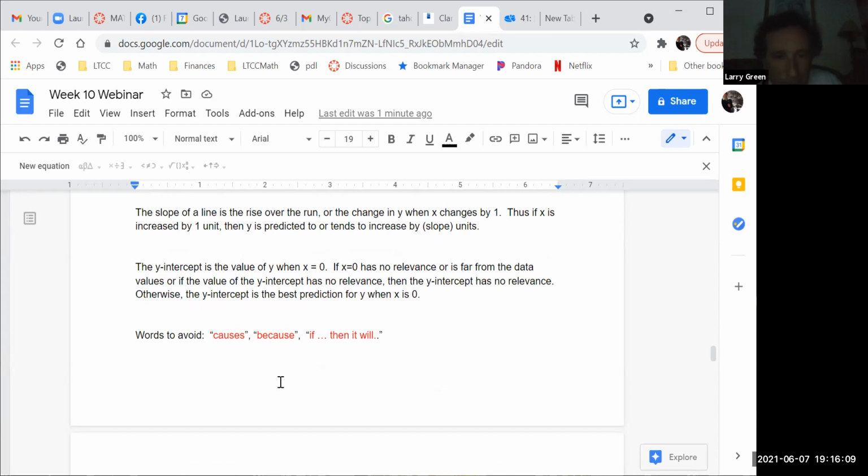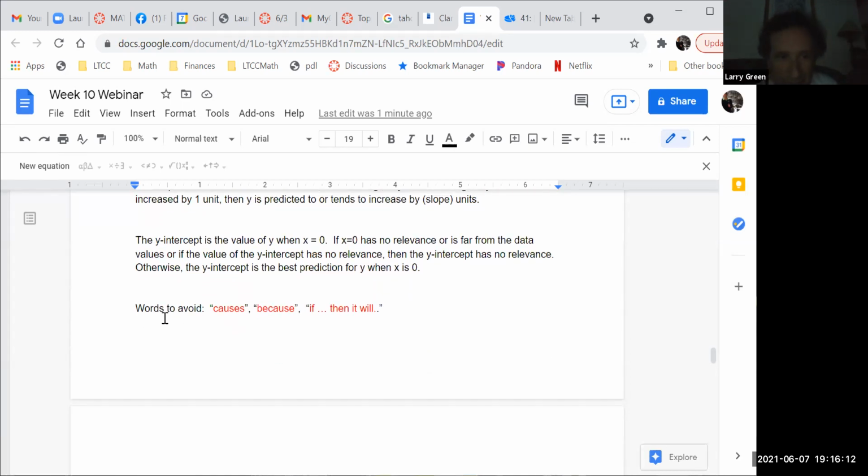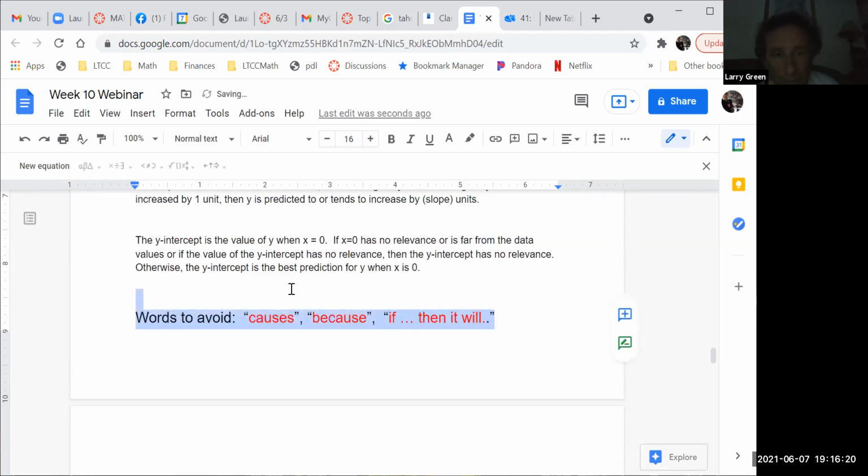So now, bad words to use with regression analysis. Never use cause. Let's make this bigger. So never use cause when you're talking regression analysis. For example, if you're looking at how many gray hairs a person has and how old they are, let X be the number of gray hairs and Y be how old they are. Do you think there's going to be a correlation?